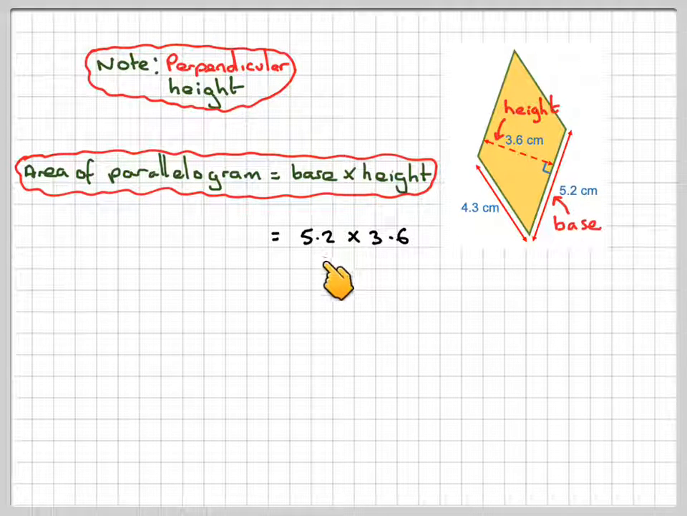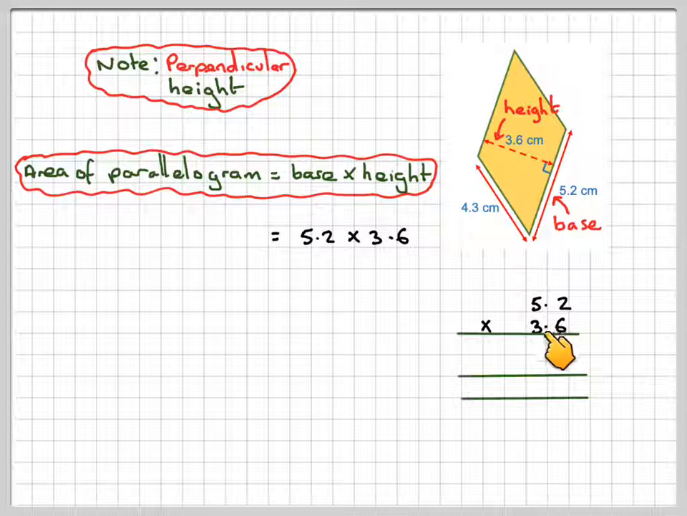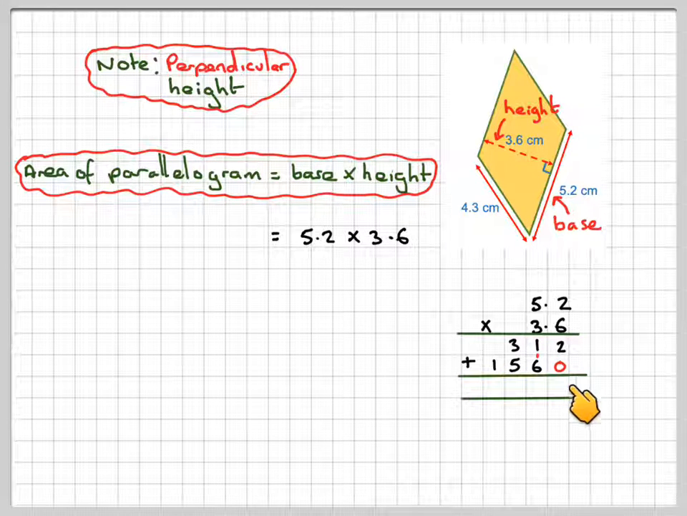So it's going to be 5.2 times 3.6. So working that out, we've got 5.2 times 3.6, 6 times 2 makes 12, so it's 2, carry the 1. 5 sixes are 30, plus the 1 makes 31. Put in a 0, 3 times 2 is 6, and 3 times 5 is 15. Add them together, we get 2 plus 0, which is 2, 1 plus 6, which is 7, 5 plus 3, which makes 8, and then a 1.